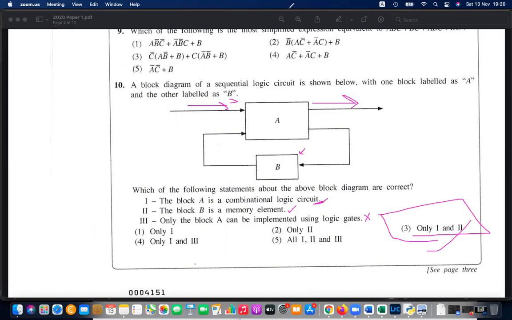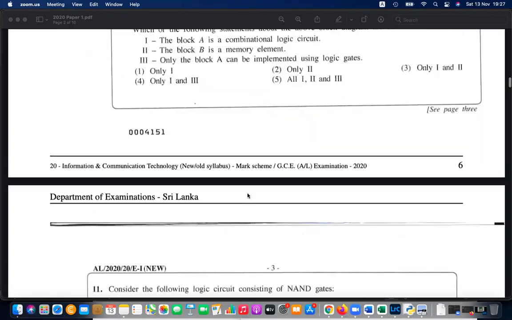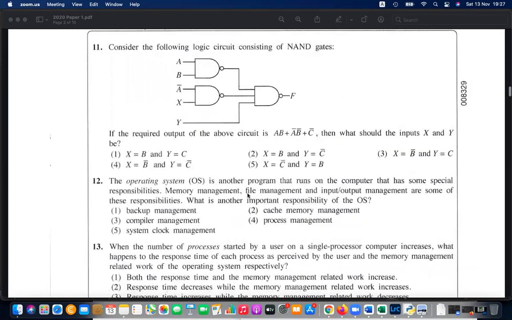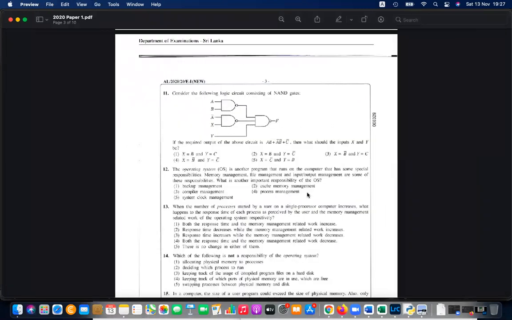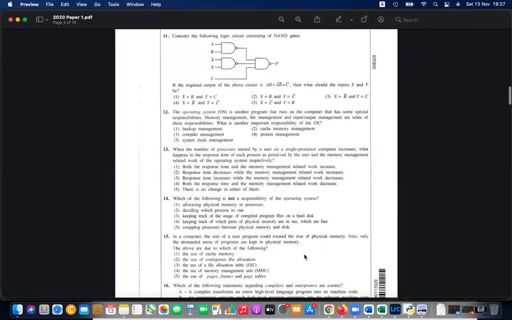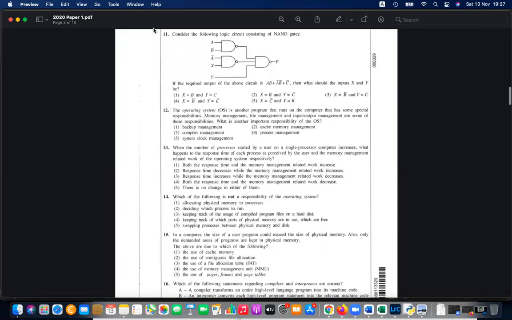Question number 11. Let's go to question number 11. Up to 15, you can do 11 to 15.